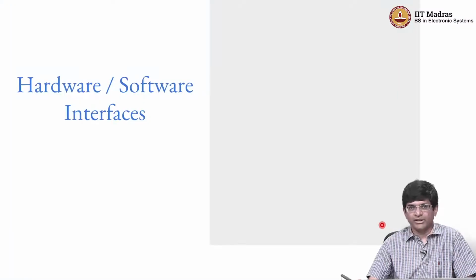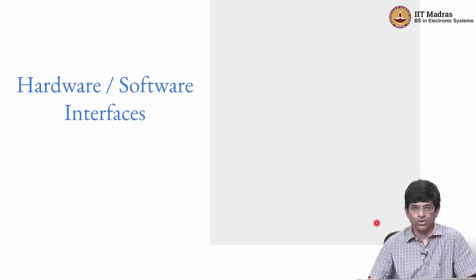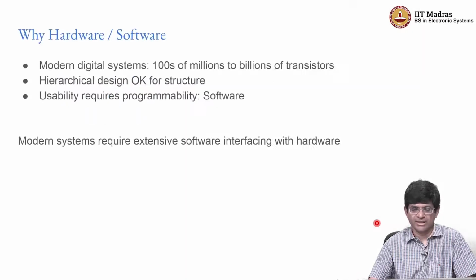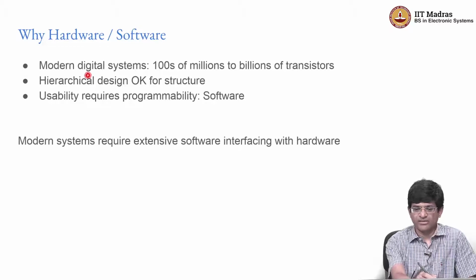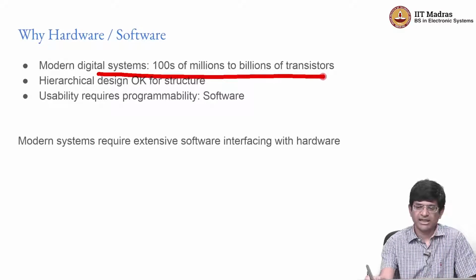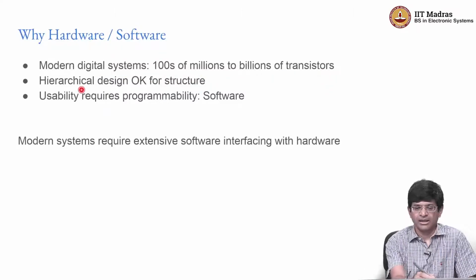Okay, so continuing with our discussion about how modern SoCs can be used effectively, we would like to understand a bit more about the hardware-software interfaces that are used in such systems, right? So first of all, why are we even talking about this separation between hardware and software? Well, modern digital systems, as we already discussed, typically have hundreds of millions to possibly billions of transistors.